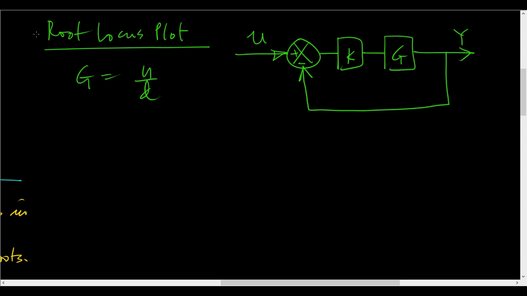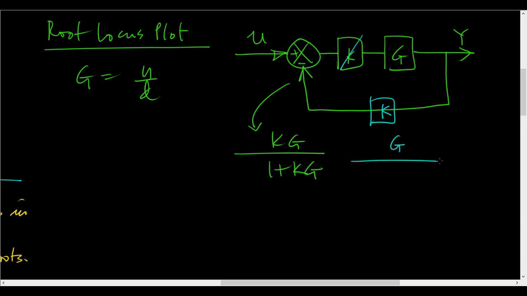We could not have this here and have the K here. If we had this, the green one would be Kg by 1 plus Kg. The blue one will be G by 1 plus Kg. You can see that this response is just K times that response. Stability for the two is the same.